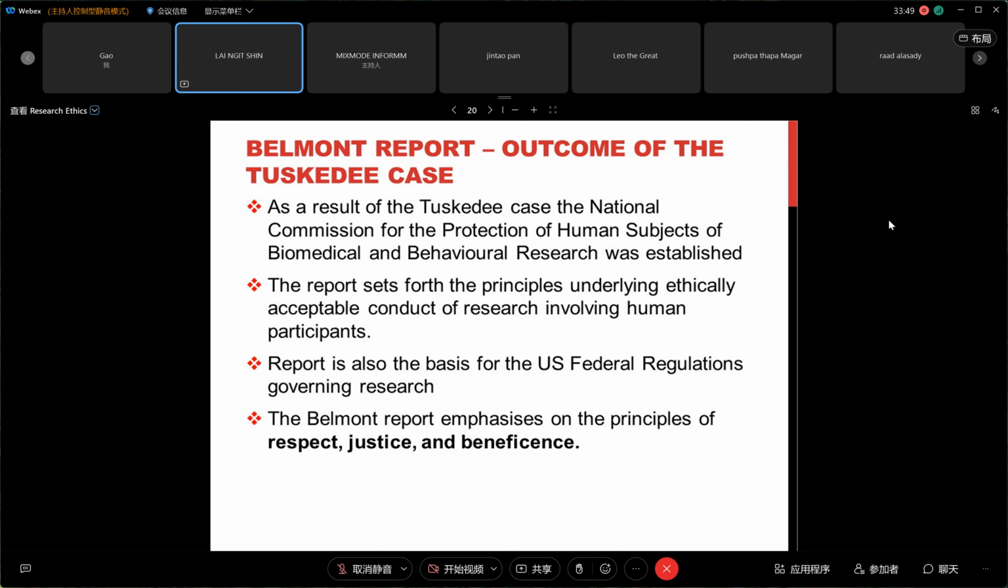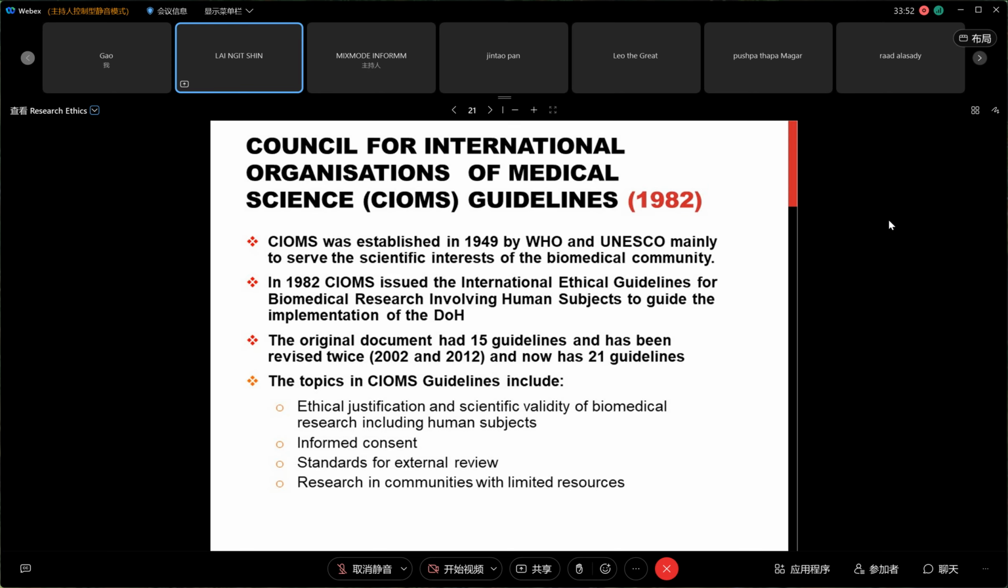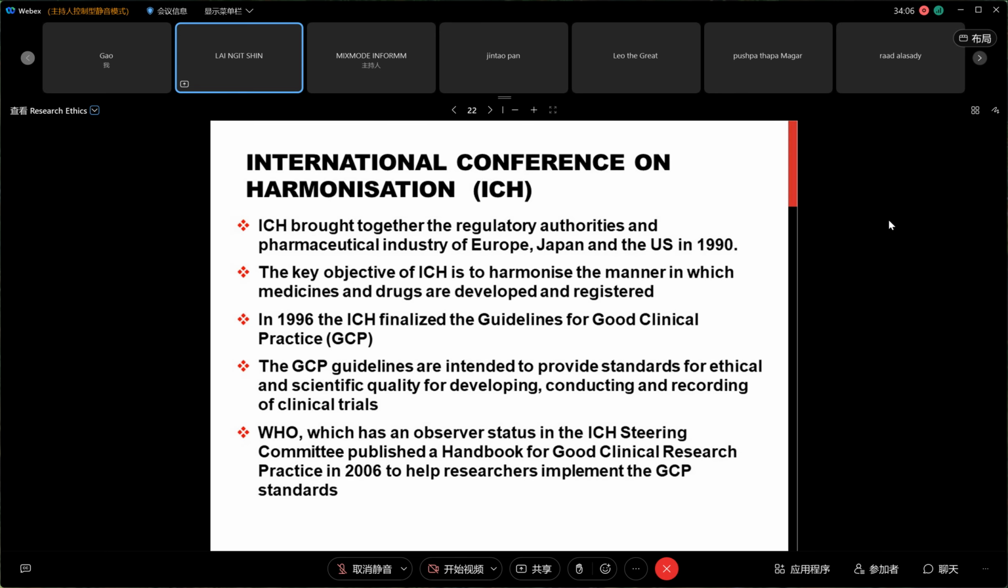The Belmont Report was an outcome from the cases. Okay, there is also the Council for International Organizations of Medical Sciences guideline, from WHO and UNESCO, to serve the interests of the biomedical community. You can read all this kind of thing on the internet. Okay, the International Conference on Harmonization (ICH) brings together the pharmaceutical industry, usually Europe, Japan, and the US, in 1990. The objective is to harmonize the manner in which medicines and drugs are developed and registered. So they usually have to follow the guideline for good clinical practice.